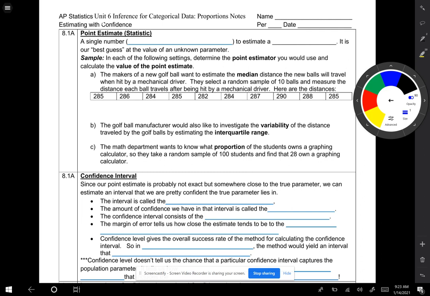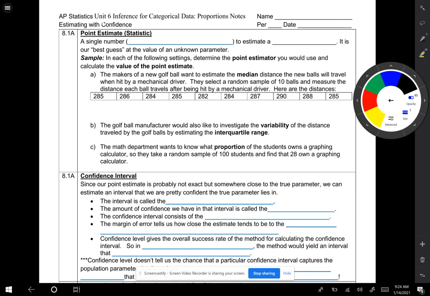Hello, AP Stat students. In Unit 5, we talked about sampling distributions of proportions and means. And in this unit, we are going to continue talking about proportions. That's our primary focus. I will throw in some problems with means, but mostly it will be on proportions. And this first part is from Chapter 8, and it is called Estimating with Confidence.